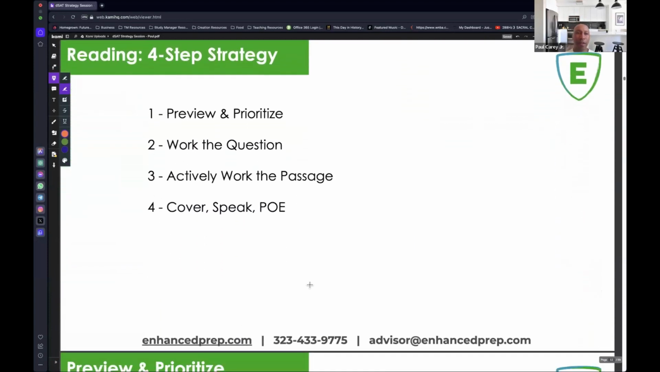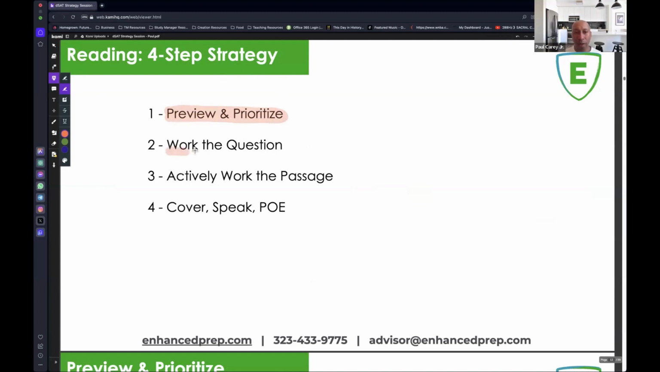So now let's talk about some of the strategy portion. Okay? With respect to the exam, we use this thing called the 4-step strategy. The first thing that we want to do is preview and prioritize. As we mentioned before, we don't want to start with the reading. We want to start with the writing first because that's where we're going to get our most points, with respect to the easier questions.